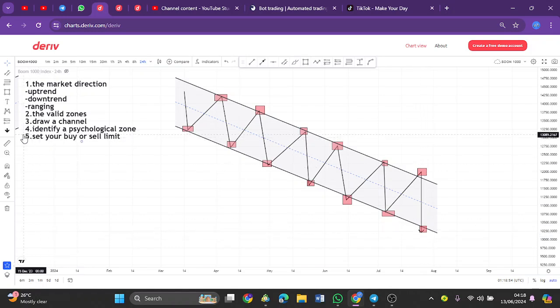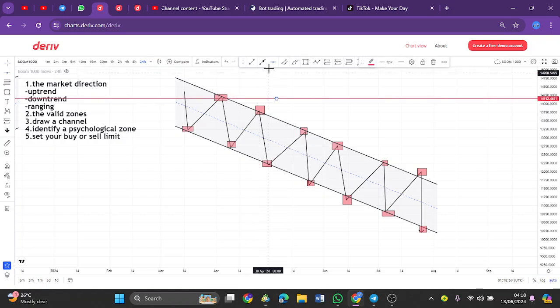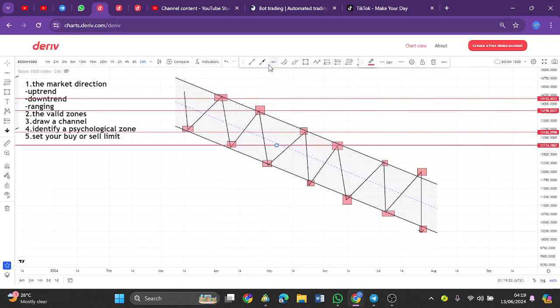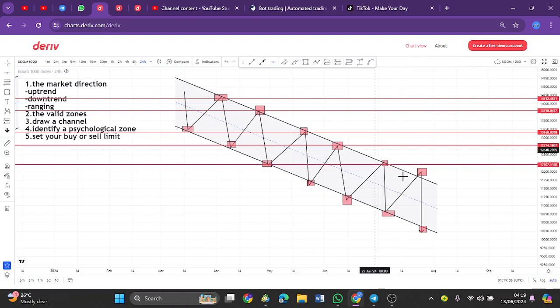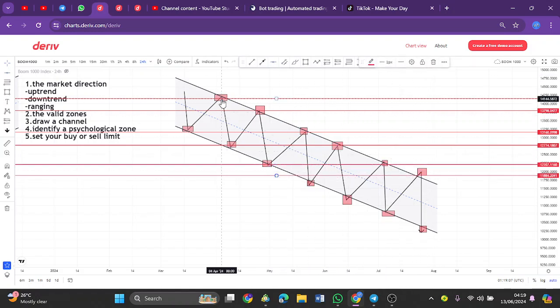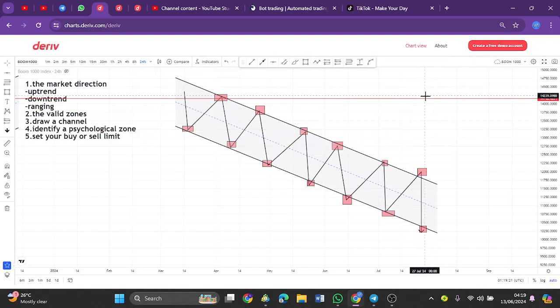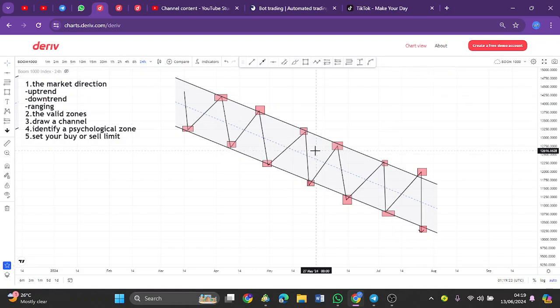Now, identify a psychological level. These levels, most likely, are usually there on those valid zones. This is where they are. From those places, these are the places you should be looking to take your trade from. I'll show that on the real market, on how to draw them or how to transfer them to this chart. Now you set your buy or sell limit.